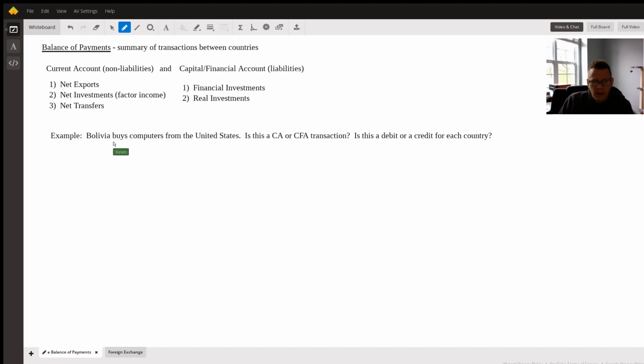So an example here, if Bolivia decided to buy computers from the United States, would that be a current account or a capital financial account? That would be a current account, right? So that would be a net export by the United States. And the key is, what we say in econ is, follow the money. So a credit is an addition to the account. That's money going in, and a debit is money going out. Think of your debit card. So if Bolivia was buying computers, the United States is receiving money. So that'd be a credit for the United States. That'd be a debit for Bolivia.